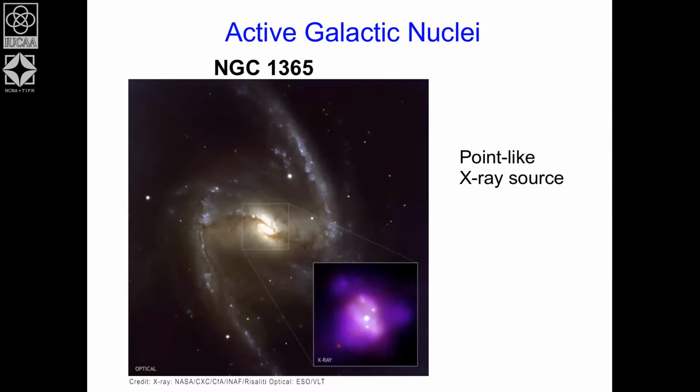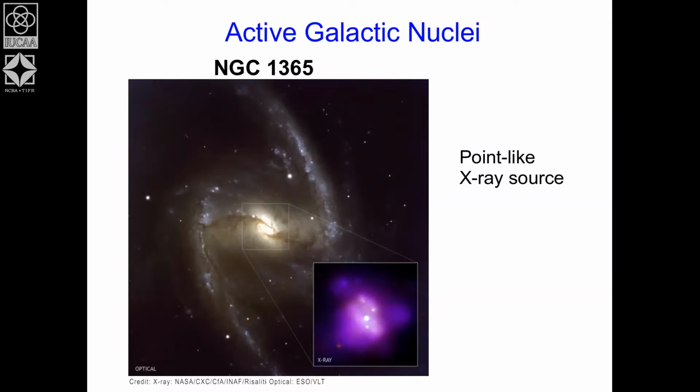Sometimes some of the AGNs may be obscured. The central region of AGNs may be obscured by dust lanes. For example, in the case of NGC 1365, you do not see a very bright nucleus, but there is a central dust lane passing through the center, and it looks like a normal galaxy. But if you observe the same galaxy in X-rays, then you see a very bright nucleus here, because X-rays can penetrate the obscuring material, particularly somewhat harder X-rays. So you see a very bright nucleus, and that's another signature of the presence of an active galactic nucleus.